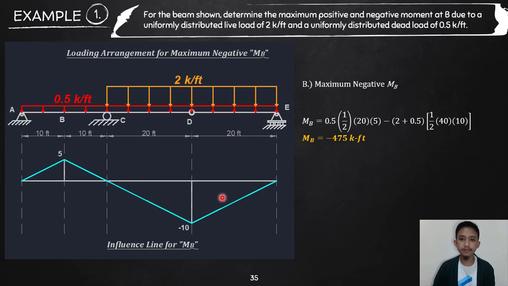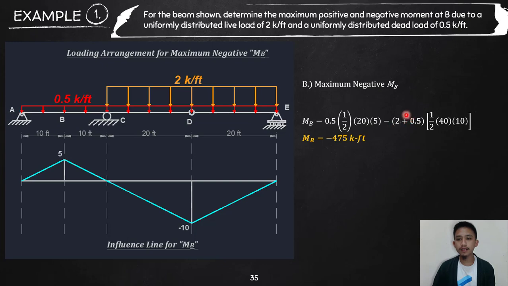Okay, so now the same thing. Let's start with A to C. A to C. So the only intensity that we can see here is the 0.5 due to the dead load. So 0.5 times the area, which is again 1/2 base times height, 20 times 5 times 1/2. And then of course that is positive, since we have a positive area.